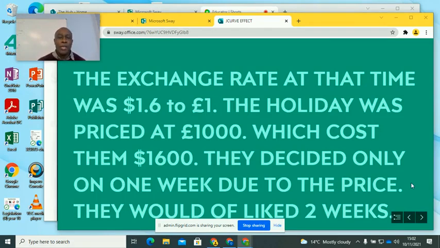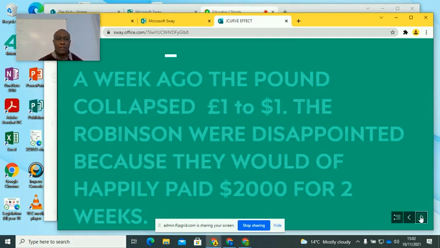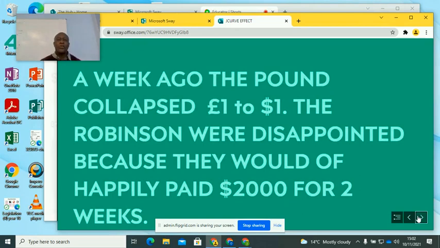They decided only on 1 week due to the price. They would have loved to have had 2 weeks, but they found it a little bit expensive. Okay. A week ago, the pound collapsed, and it depreciated, so now £1 is equal to $1. The Robinsons were disappointed, okay, because they would have happily paid £2,000 for 2 weeks.